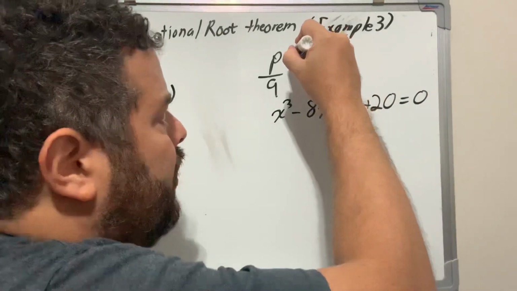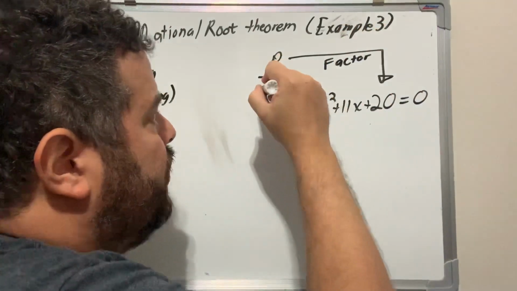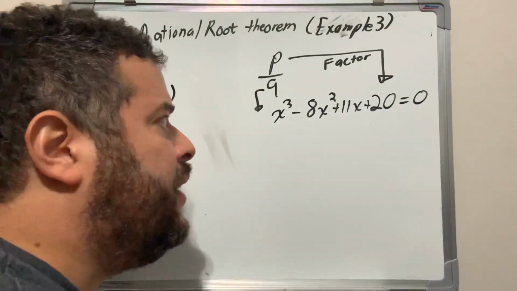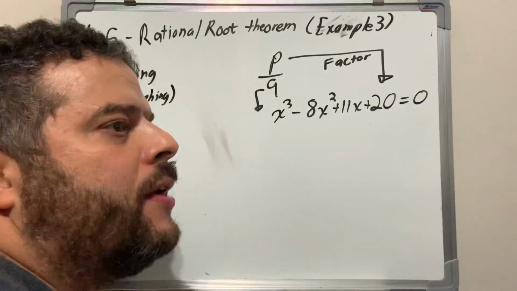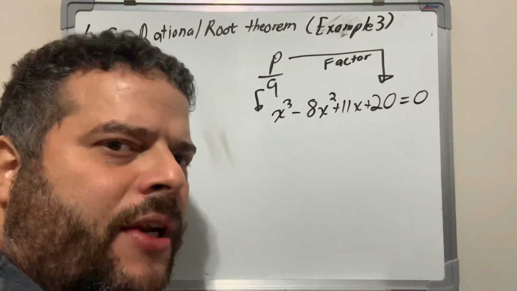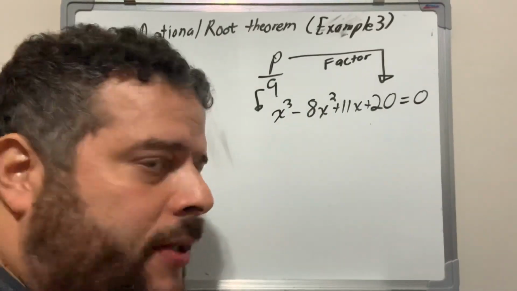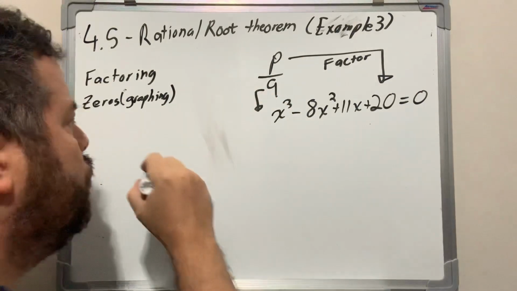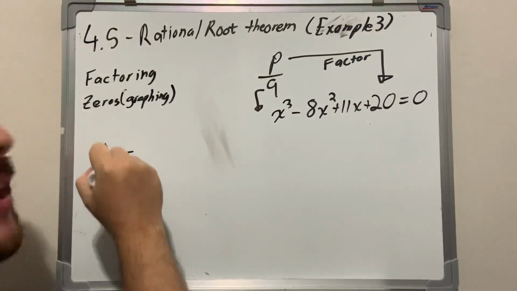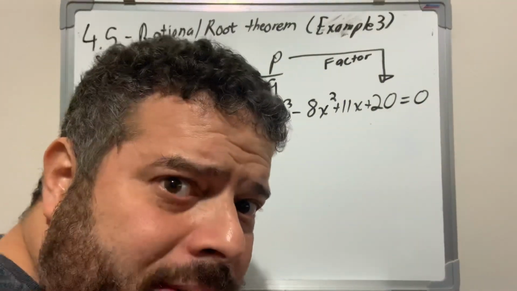Again, P is factors of 20 and Q factors of my leading term. Let's begin with my leading term. What number's there? 0? Remember, it's not 0. That's a 1. I can't see the number. It's a 1. So what are the factors of 1? Just 1. That's it. So I know that Q will always be 1. And it can be positive or negative.